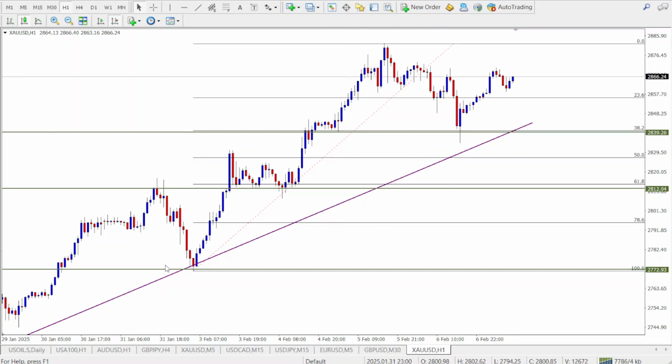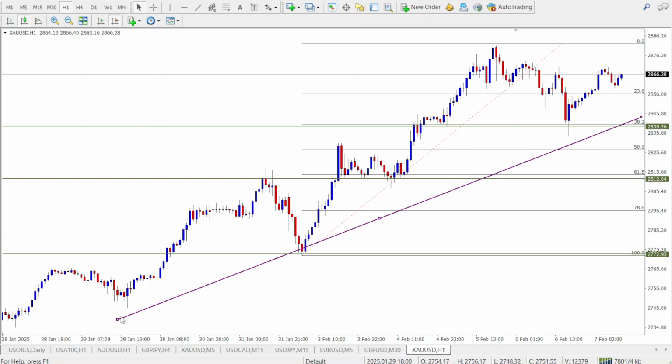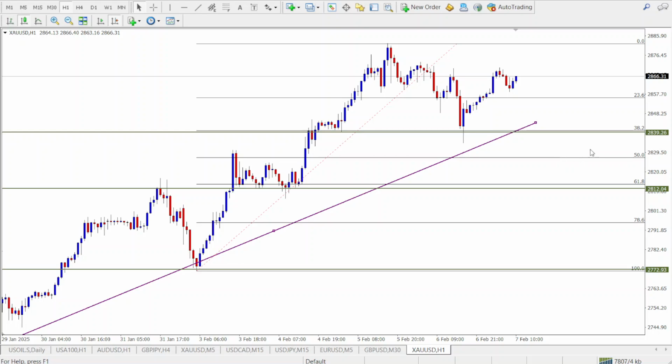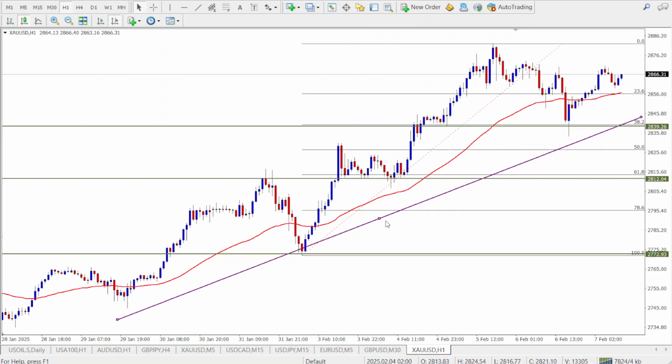And then in addition, don't forget to use trend lines. Trend lines are very important. And then you can also use moving averages for additional confirmation. Maybe you can add the 50 EMA, for example, just to confirm signals.